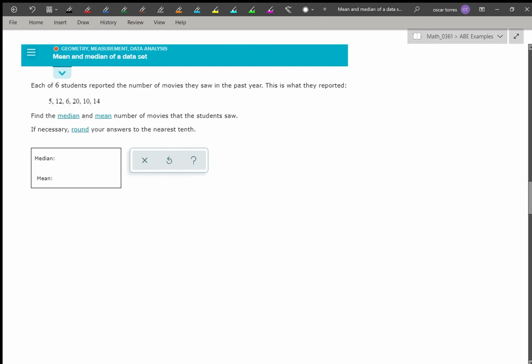So this problem asks me to find the median first. So I'm going to go through my numbers and rearrange them from least to greatest. So we have 5, 6, 12. Actually, there's a 10 that comes before the 12. So we have 10 and 12. Then we have a 14 and a 20. So those are my set of numbers.